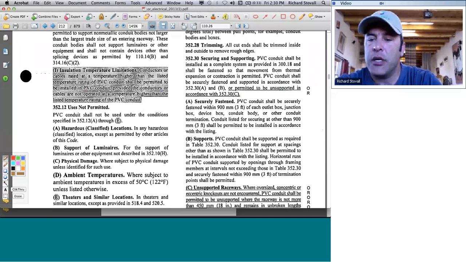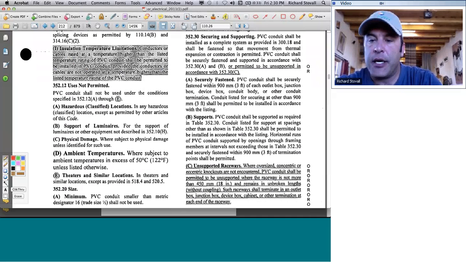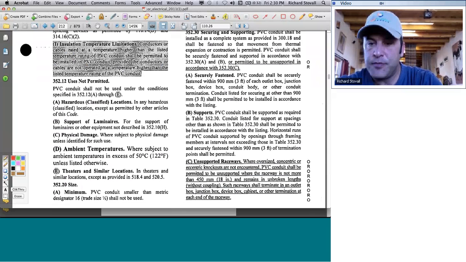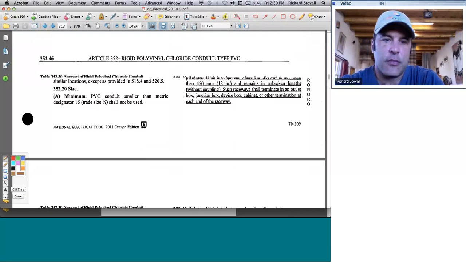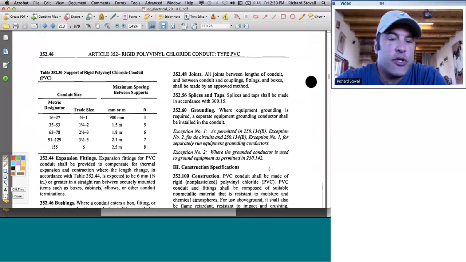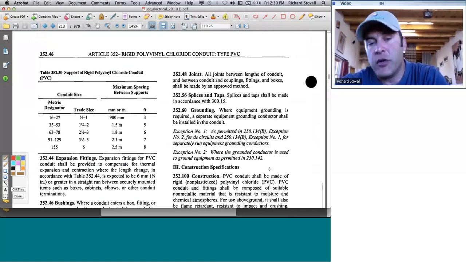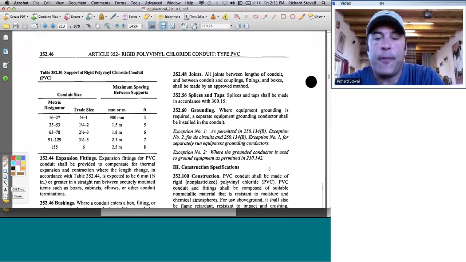Okay, and then PVC conduit shall be supported as required in table 352.30. Conduit listed for support and spacing shall be permitted to be installed in accordance with the listing. Horizontal runs are supported by openings to framing members at intervals not to exceed those in this table. Okay, some information on unsupported raceways. And table 352.30, support. So if you're using a trade size 1/2 to 1 inch, then you have to have supports at every 3 feet or less. If you're using trade size 1 1/4 to two, then you need 5 feet or less, and so on.